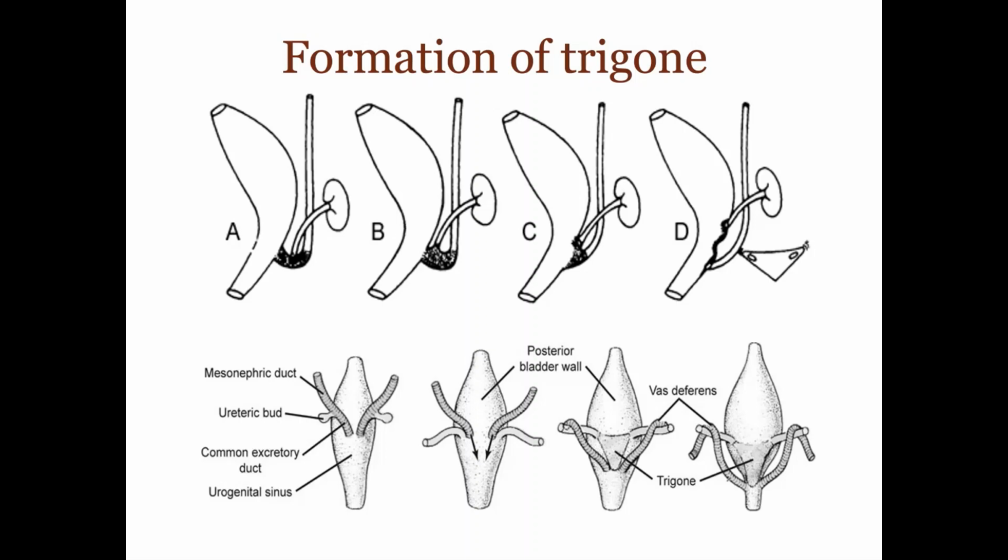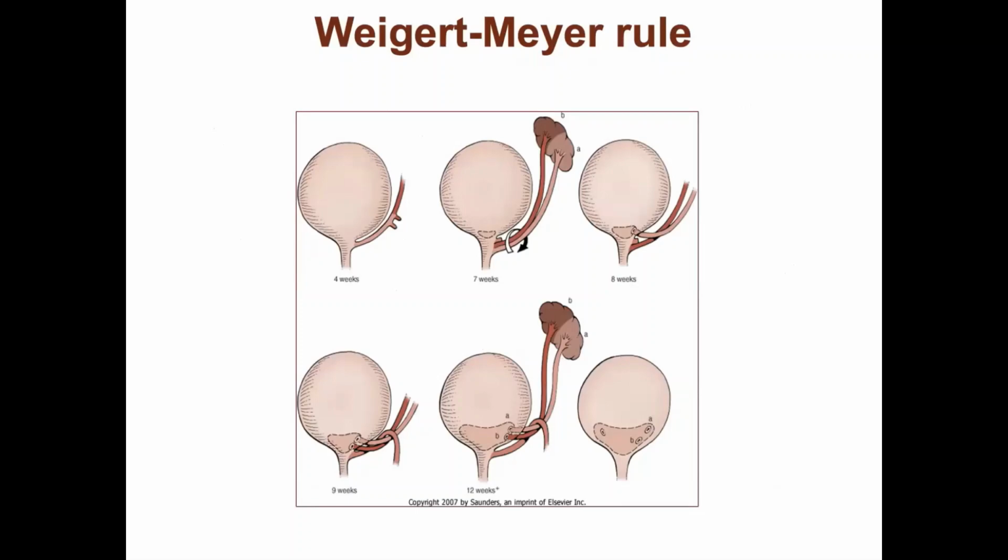ejaculatory duct. Next. So the Weigert-Meyer rule, I think, may be mostly important for board questions. The most caudal orifice is obviously the lower part of the kidney, and the most cranial orifice is the upper pole of the kidney. And as those are absorbed into the trigone, the most caudal orifice, or the most caudal bud, again, migrates cephalad and lateral, and the most cranial bud moves caudally.